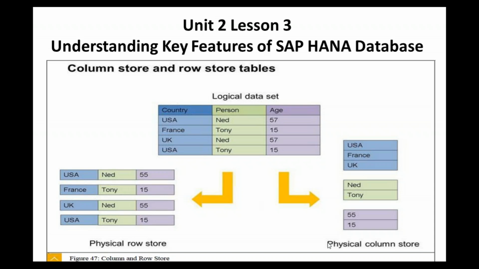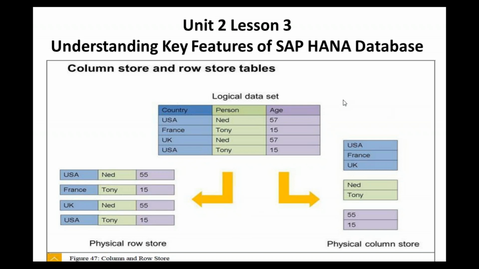But in column storage, each value is stored only once. Each column is stored as a columnar table. This is a column store table, so each one will be considered as a single table. USA, France, UK, the countries, are stored in one place, all the persons are stored in one place, and age is stored in one place. In this, the data gets compressed. How does the data get compressed?